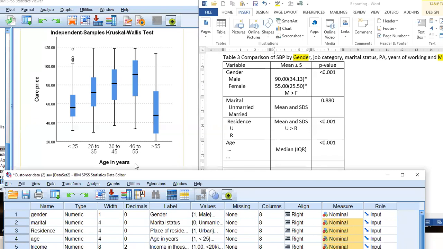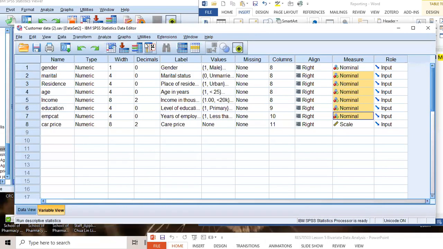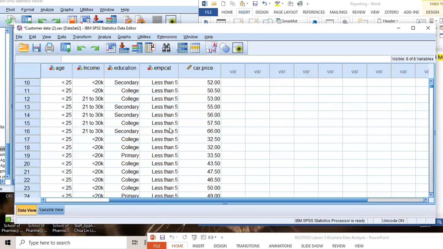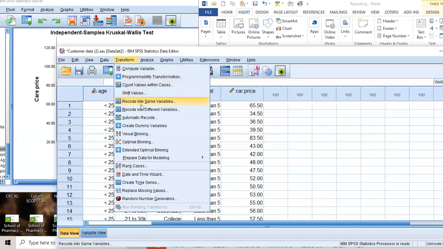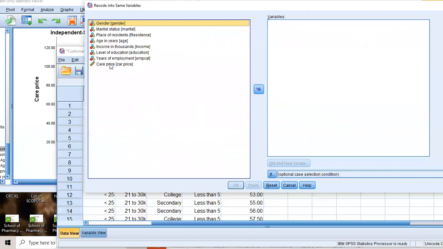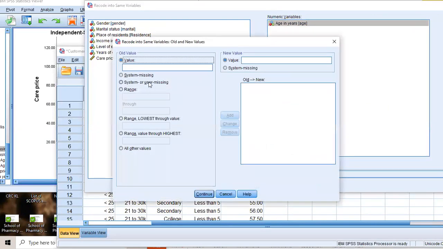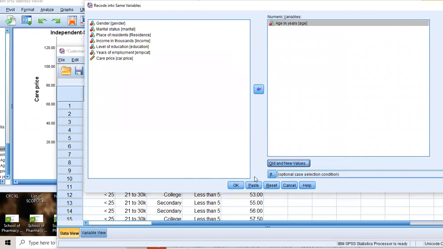All right. The other set of data is one where I changed the fifth level. I didn't want you to have too many variables. There are five there, so I transformed and recoded them. Age, five, I changed to four. Okay, let's test.